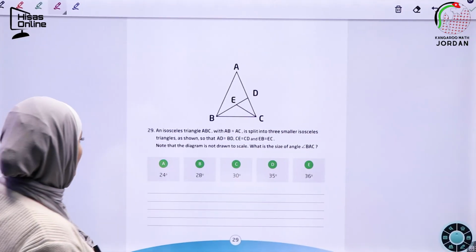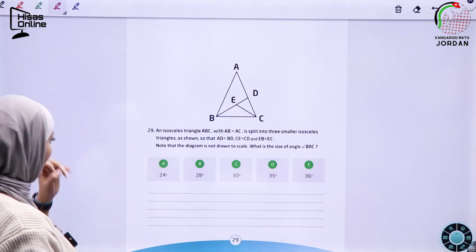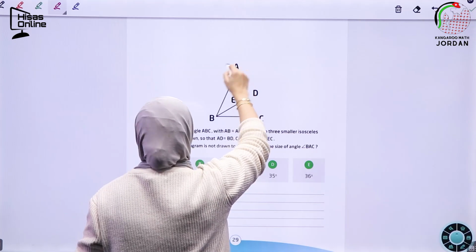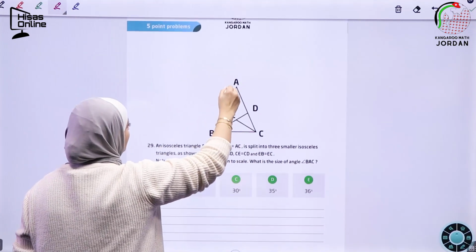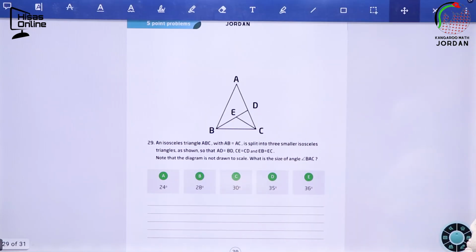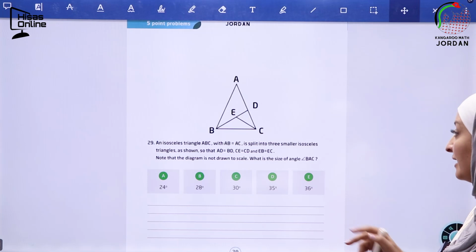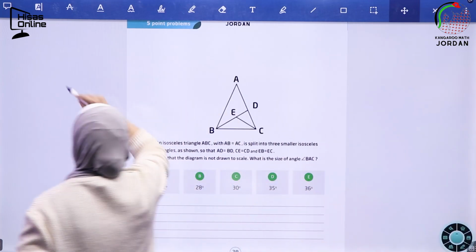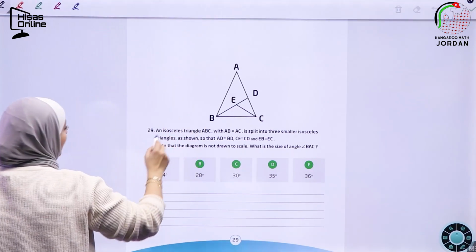In question 29, an isosceles triangle ABC with AB equal to AC. So this is an isosceles triangle. And you know what an isosceles triangle is? It's a type of triangle that has 2 equal sides, okay? And also 2 equal angles. Let's see what is going on. Guys, I'm going to write everything on the board, then I will explain it for you to know it, okay?